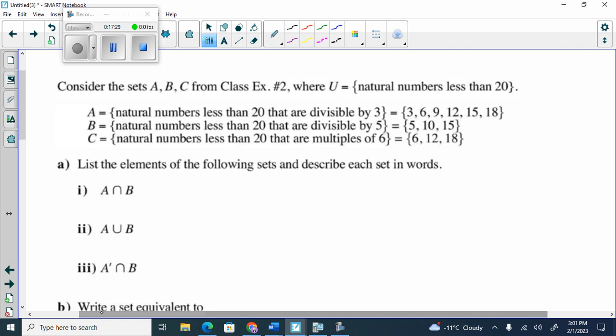So here it wants us to list the elements of the following sets and describe each set in words. So let's describe it first. This would be set A. And what does this symbol mean? Intersection. And remember, if we forget, the formula sheet has it. It literally tells us. So it's set A intersection set B. And what does this symbol mean? Remember, if I can write the word and with it, it means and, correct? So I know this one means and. And means it needs to be in A and B. So what's in A and B? Is there anything in A and B? 15. That's it.